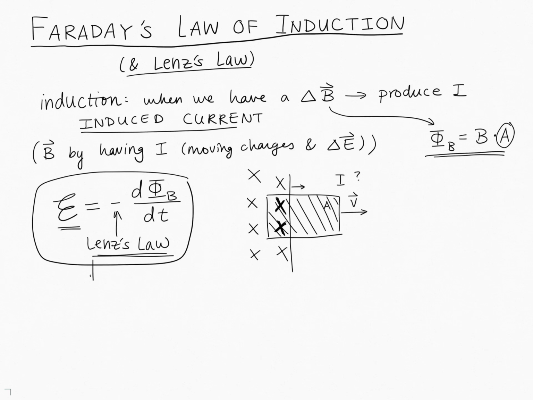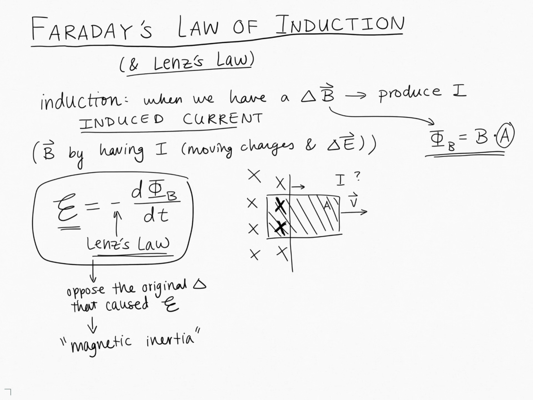Lenz's law states that it wants to oppose the original change in the flux that caused the EMF. Which is to say, we can sort of think of it in terms of magnetic inertia. Where the idea behind inertia in terms of a gravitational field was that when we give an object some force, it wants to resist the movement of that force.